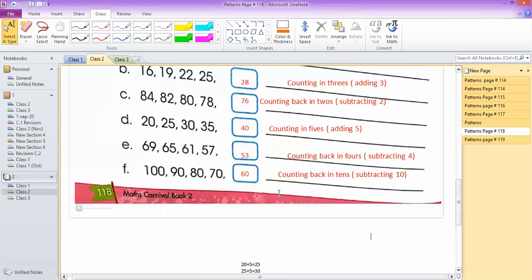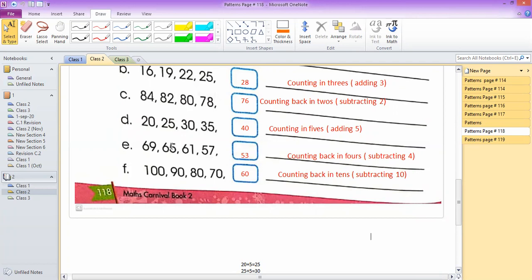Same we did for E. Here in the E pattern, this was 69, 65, and 61. So we identified that this is not an increasing order. This is the decreasing order. 65 is less than 69. Whenever we have the second number less than the first number, that means we are not adding. We are subtracting. We are not counting on. We are counting back. Okay.